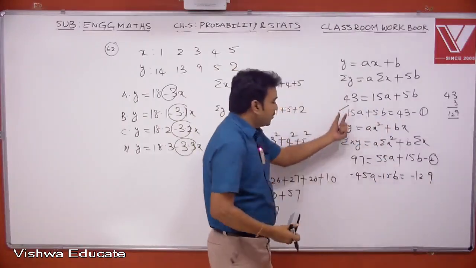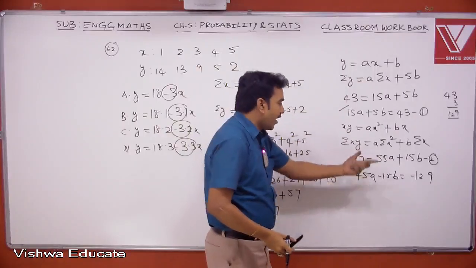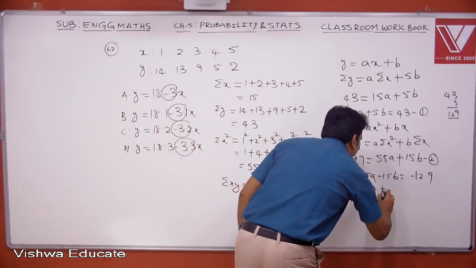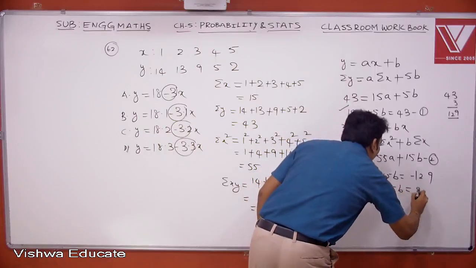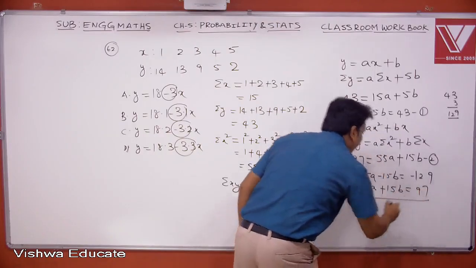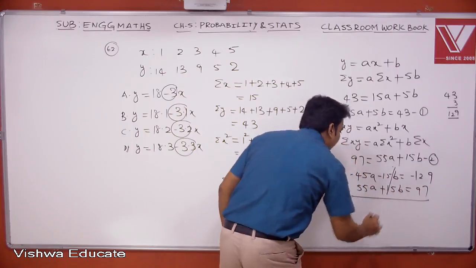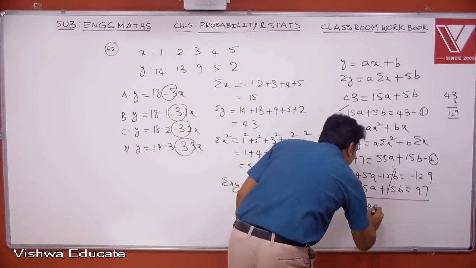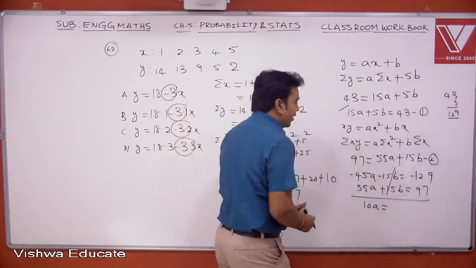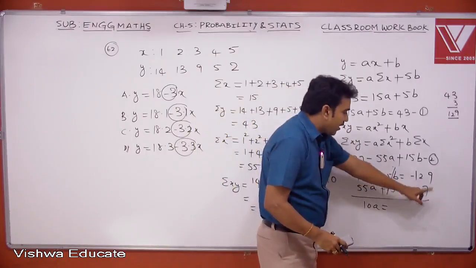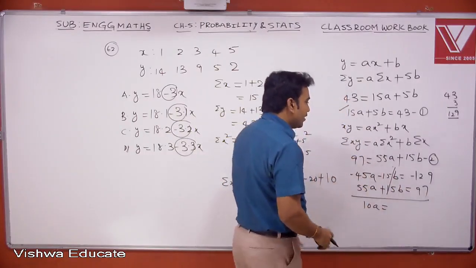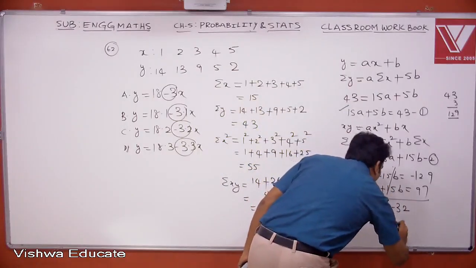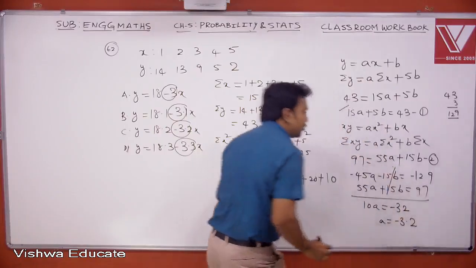The first equation is multiplied with minus 3. You write the second equation as it is. So this becomes 55a plus 15b equal to 97. Add these two: minus 15b plus 15b will be cancelled. 55a minus 45a is 10a, equal to 97 minus 129, which gives me minus 32. Therefore the value of a is minus 3.2.